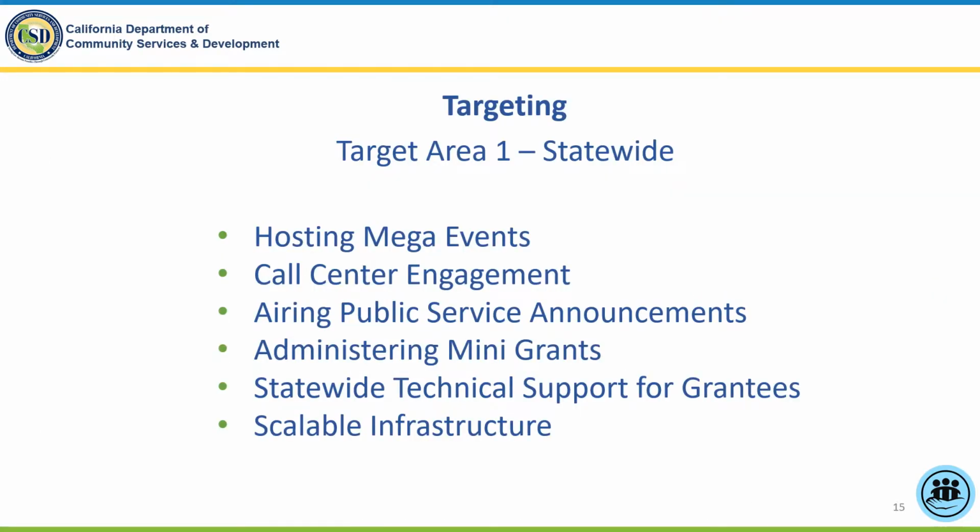Target Area 1, statewide grantees, will serve eligible residents across the state. The statewide grantees will provide coverage to the broadest audience, reaching the largest number of eligible Californians through a variety of outreach strategies. Grantees may focus on activities designed to make an impact on the largest populations, including, but not limited to, social media, hosting mega events, airing public service announcements, radio interviews, call center engagement, etc. Statewide grantees may also incorporate and oversee mini-grants through the utilization of subcontractors to target specific areas to have the largest impact possible. Listed on the slide are some suggested activities.